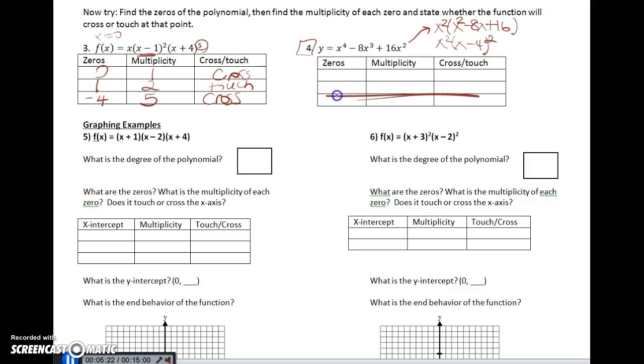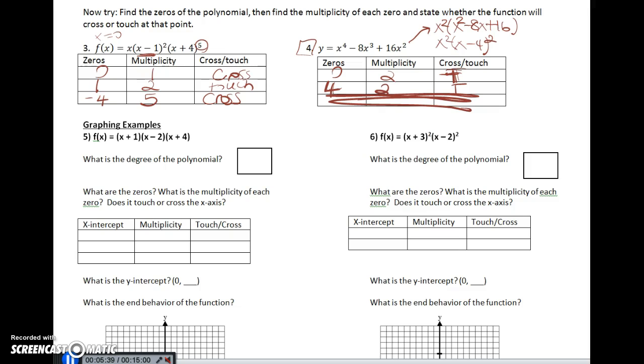So here we actually only have two zeros: 0, which has a multiplicity of 2, so it touches, and then 4, which also has a multiplicity of 2, so that also touches. And of course, you can check these on your calculator to see that that is indeed true.